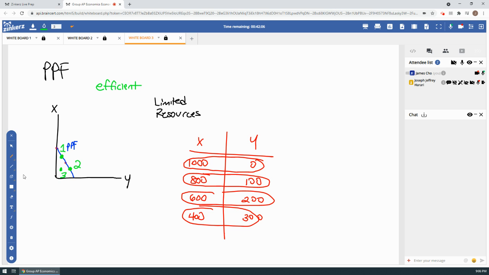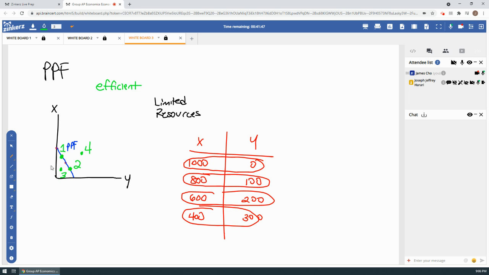Now, a combination like here, combination 4. Wow, that's a lot of x's and a lot of y's as well. I would love to be there, but I just don't have enough resources in order to produce that amount.